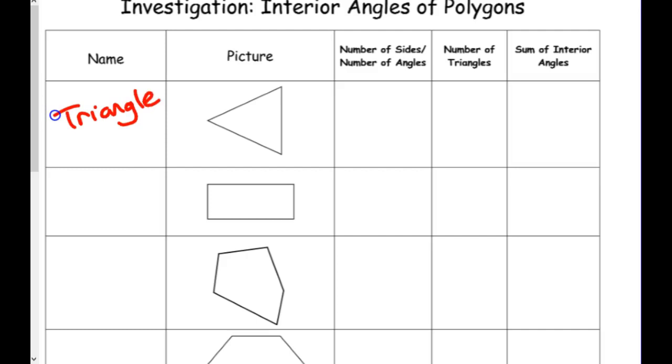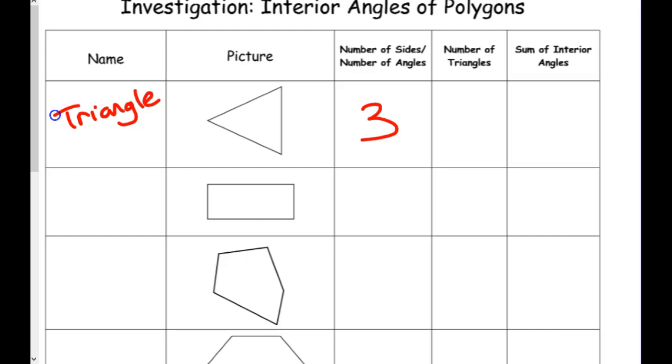So we got a triangle. Now, we look at the picture, okay, and then we go to the next one. Number of sides, number of angles. Now, just so you know, it's always going to be the same number of sides and angles. They match. It's going to be, obviously, 3, right?